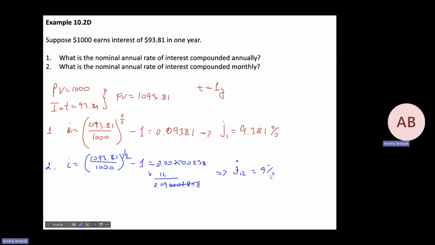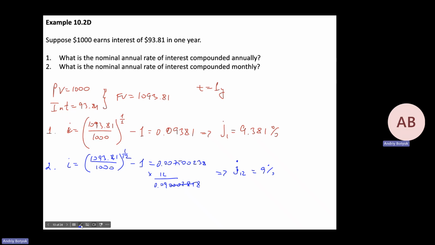Yes or no? Annually, you pay a little bit more. What do you pay? 93.81 you pay. You get it. 9.38. Guys, we have 93.81 as interest for 1 year. Yes? We used that. Okay, let's check it.